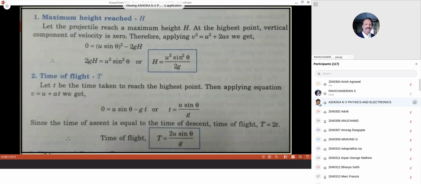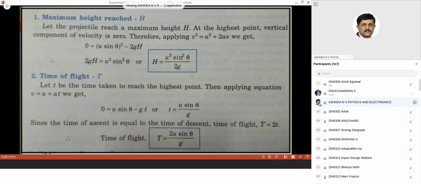Therefore, that equation we can simplify. This is 2gh is equal to u square sine square theta, or the maximum height attained by the projectile is obtained by using h is equal to u square sine square theta by 2g. Then how much is the time of flight it has taken?